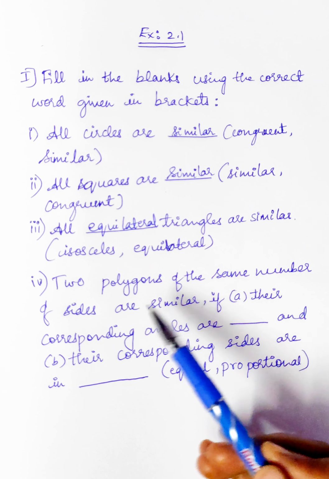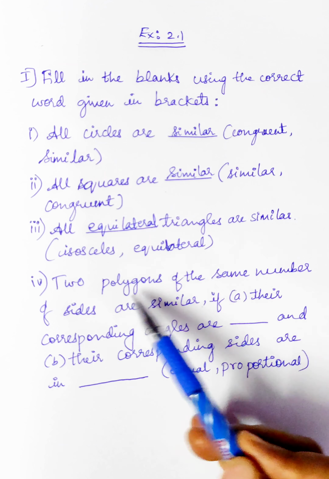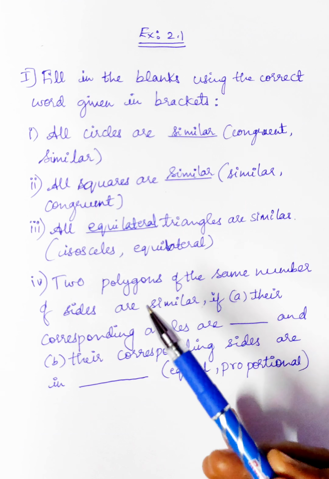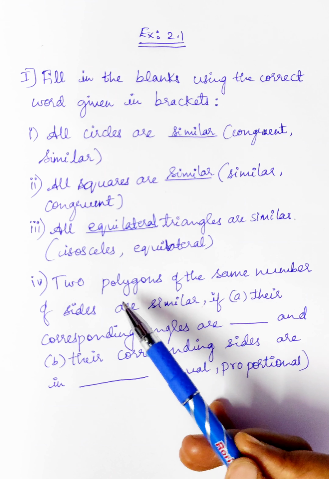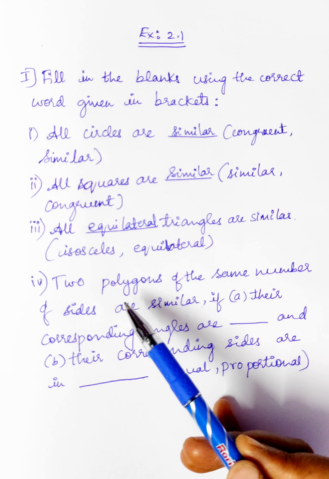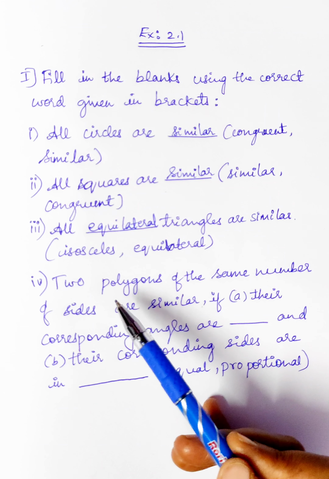Now, two polygons of the same number of sides. Now what is a polygon? First of all, a polygon is a closed figure, any closed figure which is bounded by lines. For example, you can take even a triangle, pentagon, hexagon.